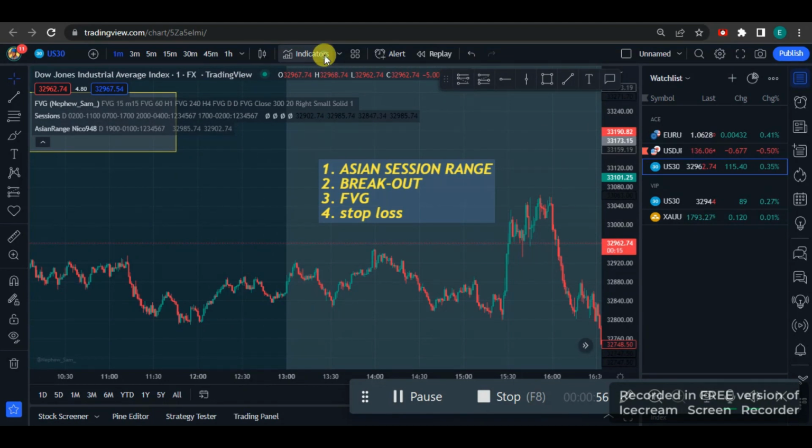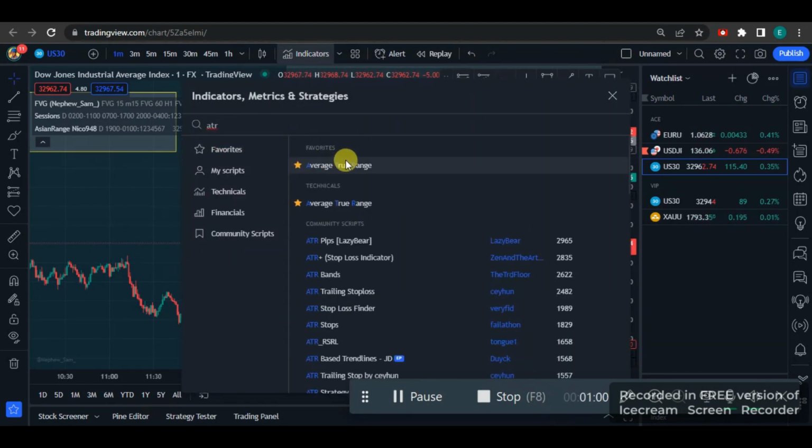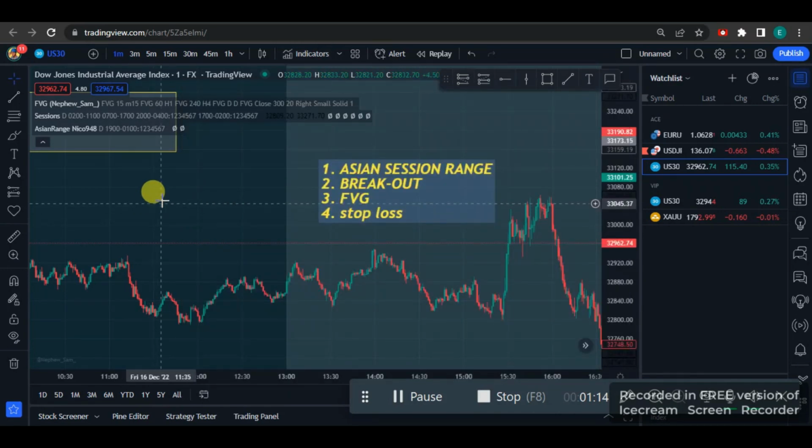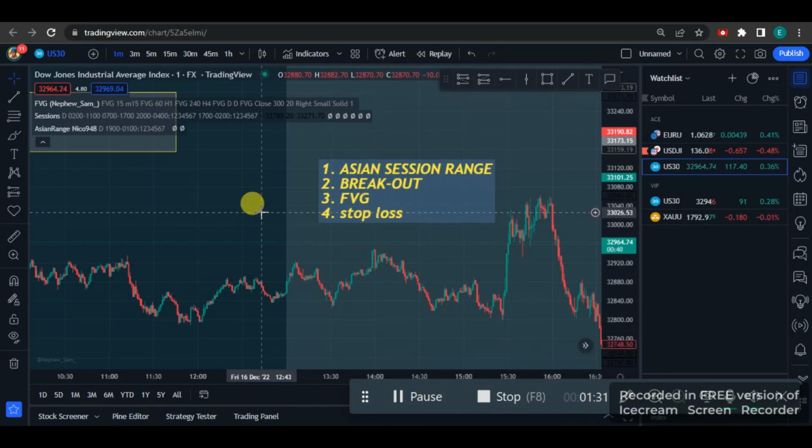So once that is added to your chart, then that's one of the indicators you'll be needing. You also add an indicator called ATR, average true range, for your stop loss and take profits. And I will show you guys how I use these two indicators and how I suggest you should use them too. So first and foremost, I'll be going through the Asian session range, how it works. I will show you guys the entry and the confirmation confluence for the trade, which is a breakout. And I will show you guys the entry for an FVG, and I will show you guys how to set your stop loss and your take profit.